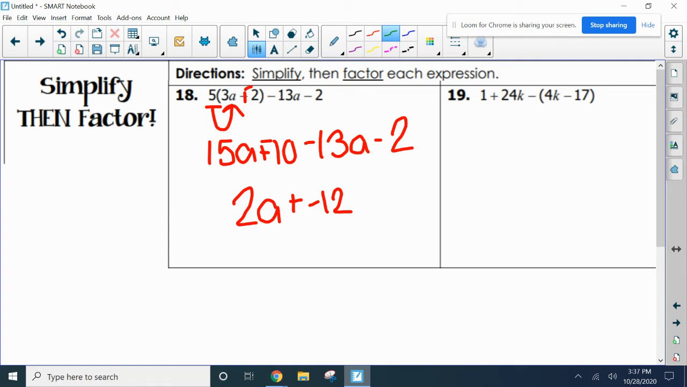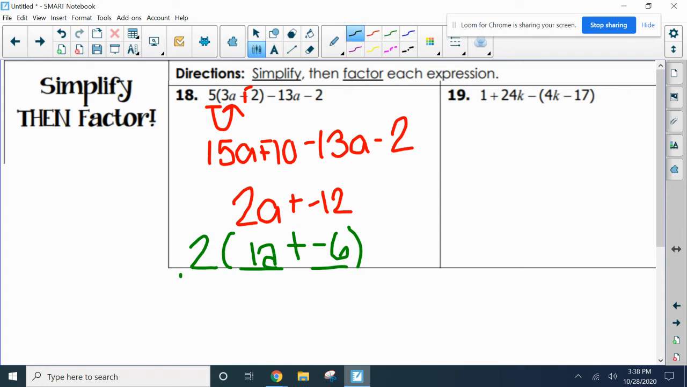I can go ahead and say, well, what is my greatest common factor of 2 and 12? Well, I know 2 is a factor of 12, so I can pull 2 out of both of these. So 2, my parentheses, term 1 plus term 2, because we're going to leave it in the same format. 2a divided by 2, just 1a. Negative 12 divided by 2 is negative 6. If you wanted to go back and check, 2 times 1a is the 2a, and 2 times negative 6 is the negative 12, so I know I've done it right.